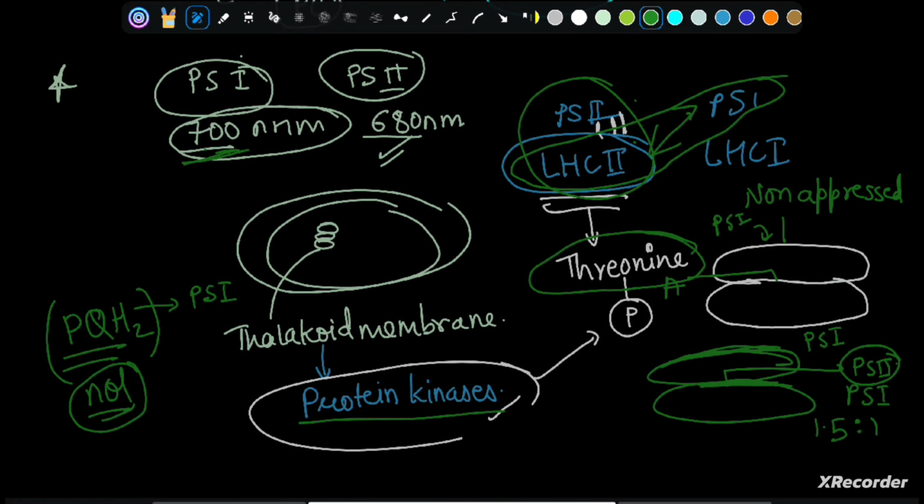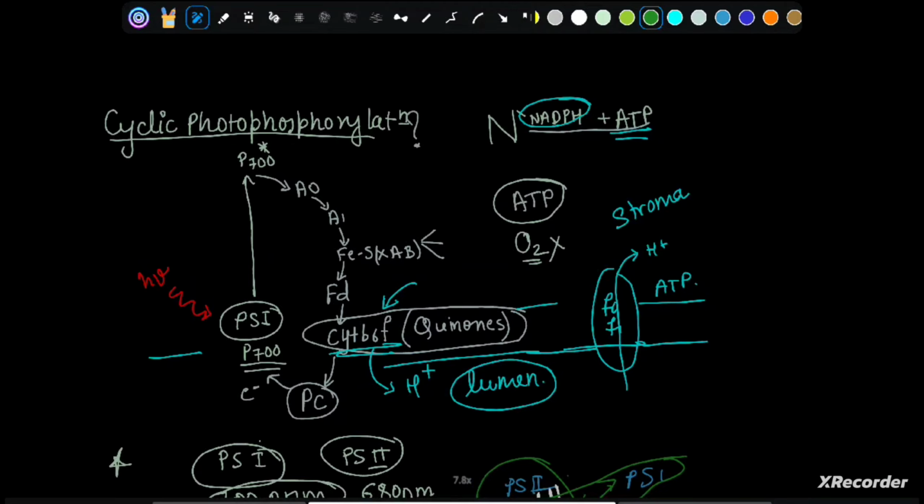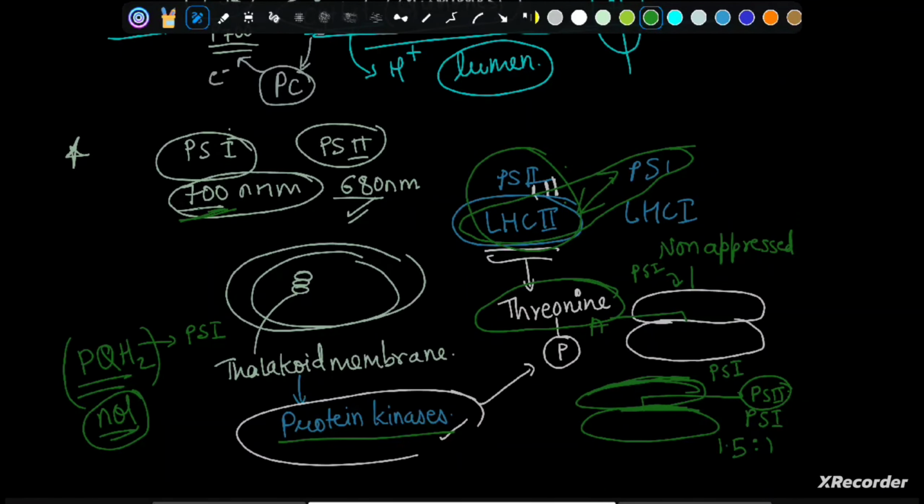I hope you found both these topics that I taught today useful: one is cyclic phosphorylation, and the other is how to make the two photosystems work efficiently in terms of absorbing the light, getting excited, and then transferring those electrons. I hope both these concepts were clear and helpful. Thank you so much. See you in the next lecture.